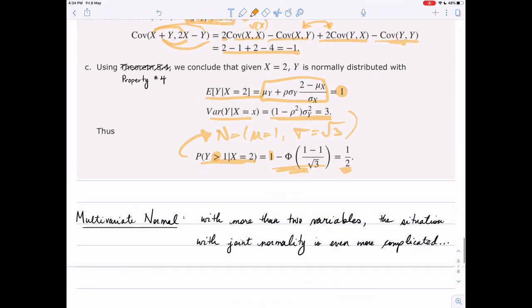So the multivariate normal, I'm not going to say more about it than this. We just talked about the bivariate normal, 2 variables. Multivariate normal has more than 2 variables. If you thought the formulas were complicated here, the situation with joint normality is even more complicated, and we're going to leave it there with the mere suggestion to you that it is possible for more than 2 variables to be jointly normal as well.